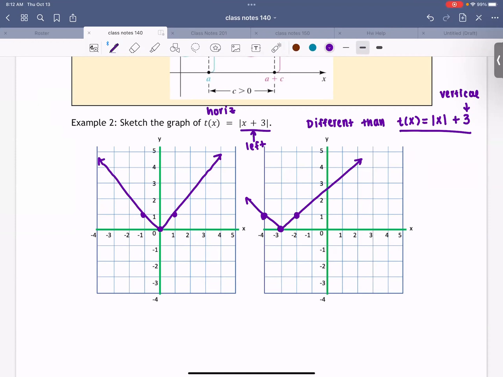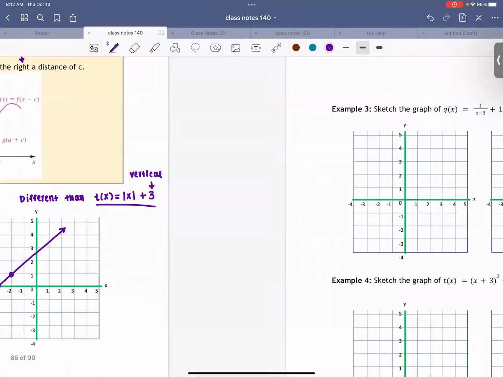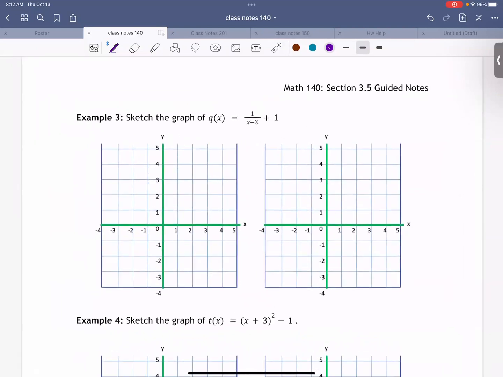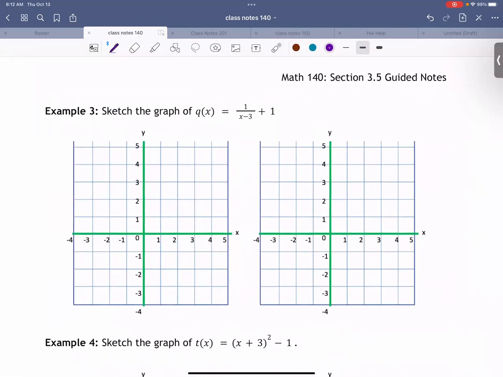Any questions so far? Okay, good. Let's go on to the next example. We're actually going to put together vertical and horizontal shifts and see what happens to the graph when we combine them. Okay. So this example, we have the graph of q of x equals 1 over x minus 3 plus 1.